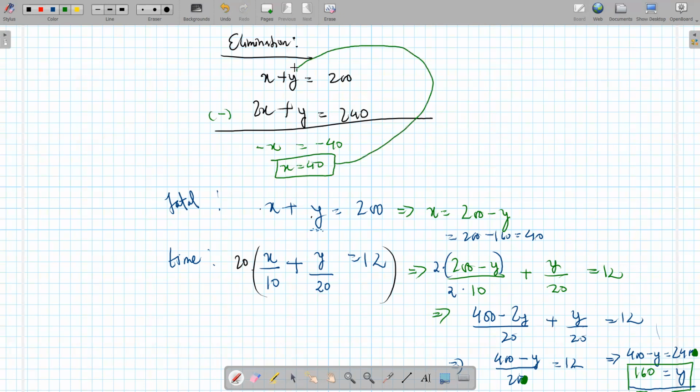If you want to find y, you go back into that equation. y is 200 minus x, or 200 minus 40. It's going to be 160. And there you go. The answer is 40 and 160. And that's what we got down here as well. y was 160 and x was 40. So both of the methods are valid, okay?